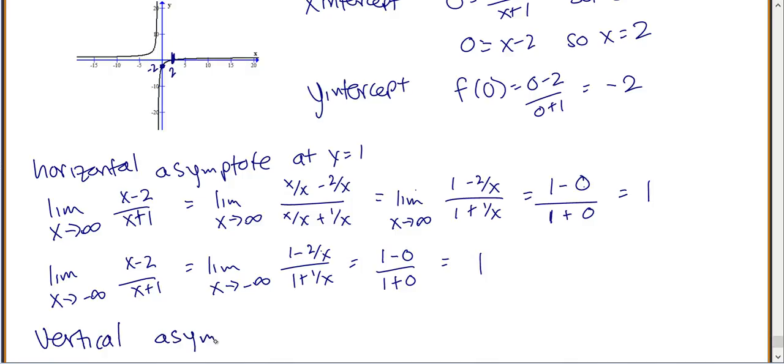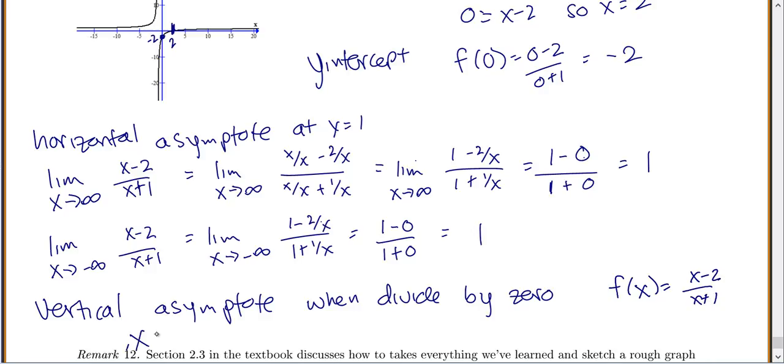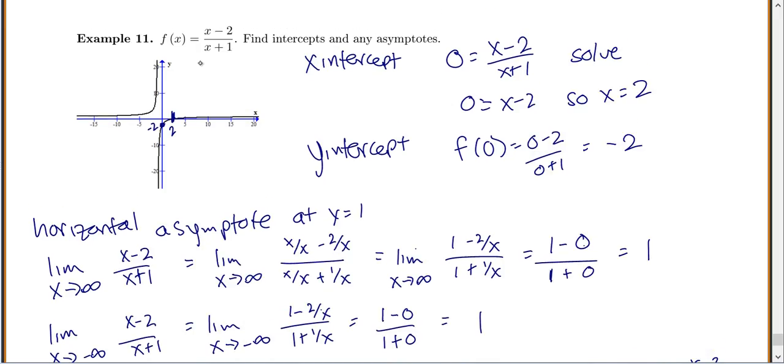And vertical asymptotes. That's when would you divide by 0? We divide by 0 if f of x equals x minus 2 over x plus 1 at x equals negative 1. And notice there's nothing we can do to simplify or not divide by 0. So we do have this vertical asymptote at x equals negative 1.